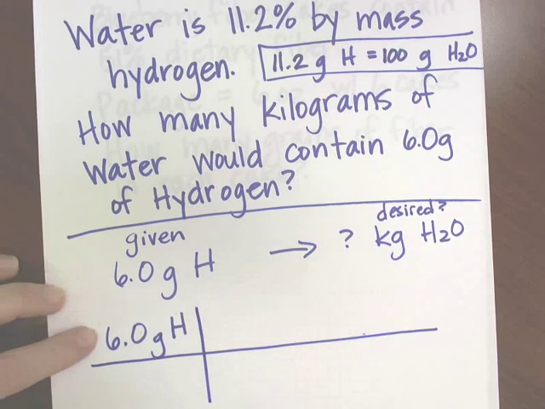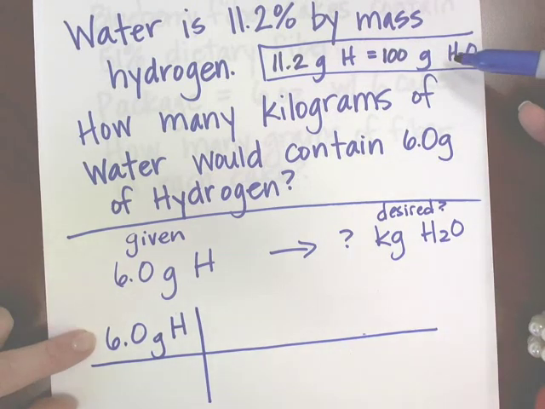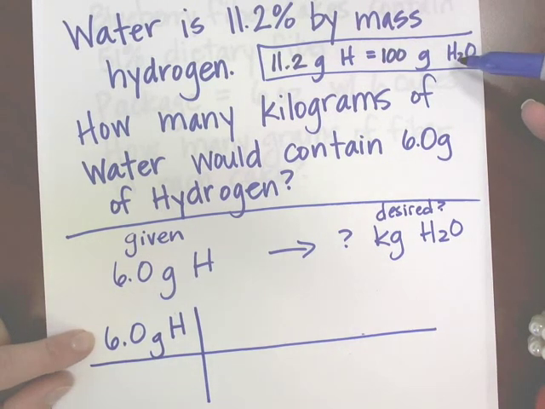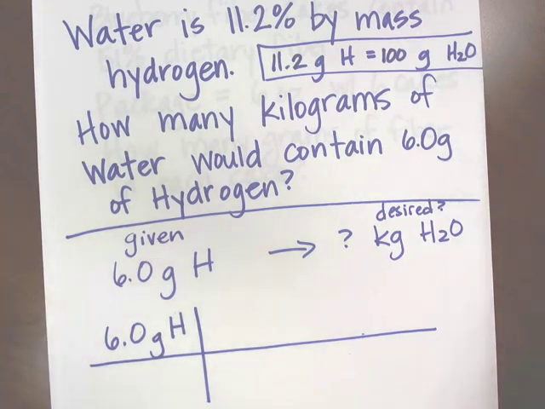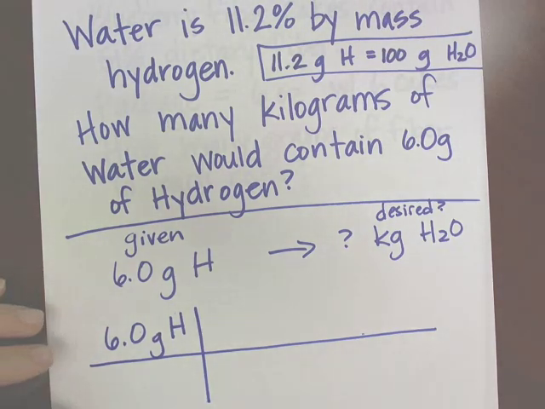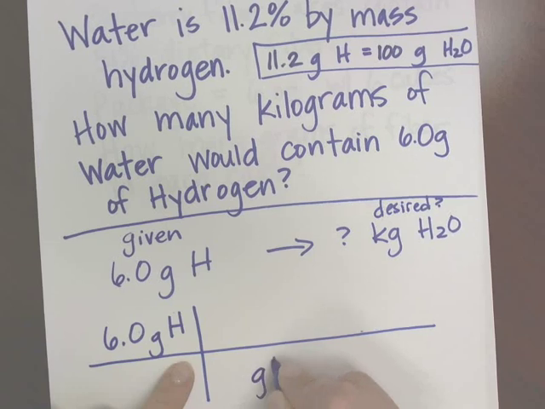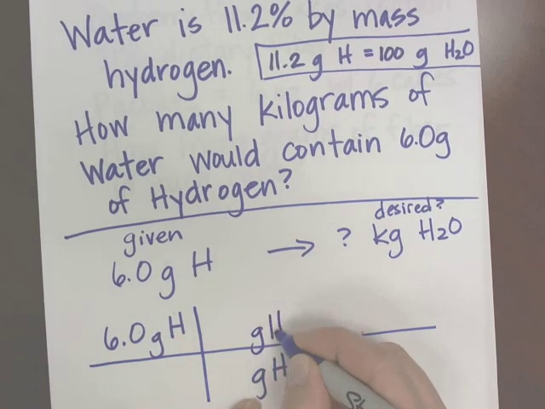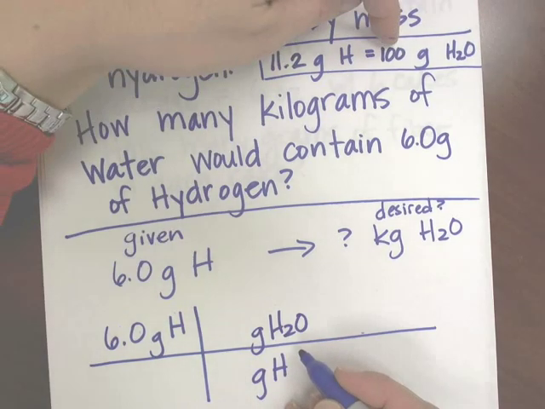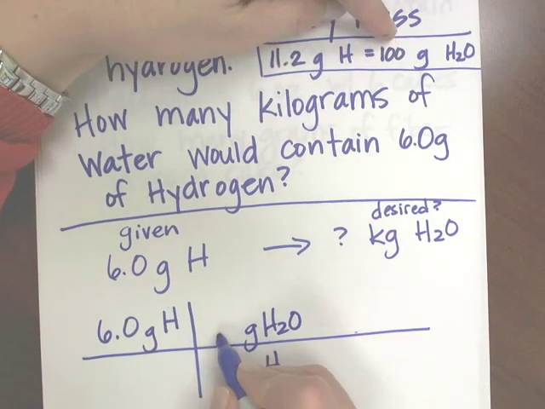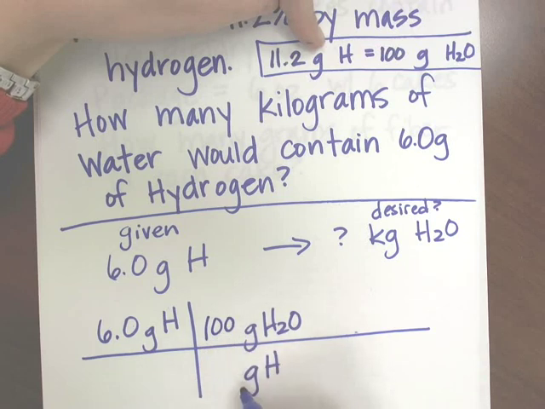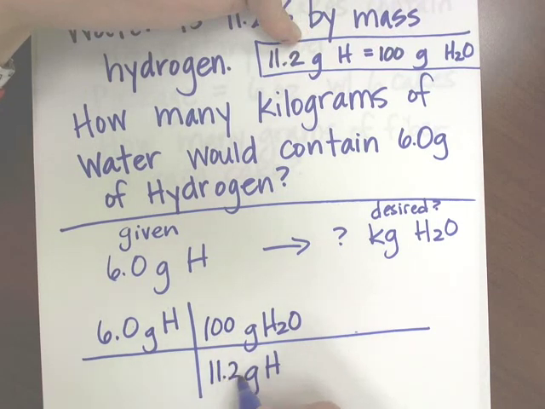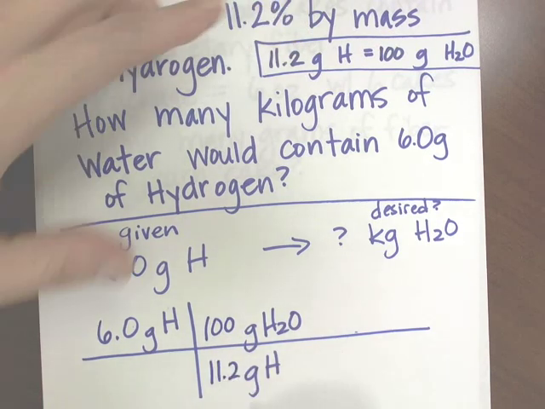What I'm going to do first is go up here and use the equality I've written, and write it not as an equality, but as a conversion factor. Grams of hydrogen go in the denominator because I want to cancel them. Grams of water go on top, and I'm going to write them down exactly as they appear in the equality: 100 grams of water to 11.2 grams of hydrogen.